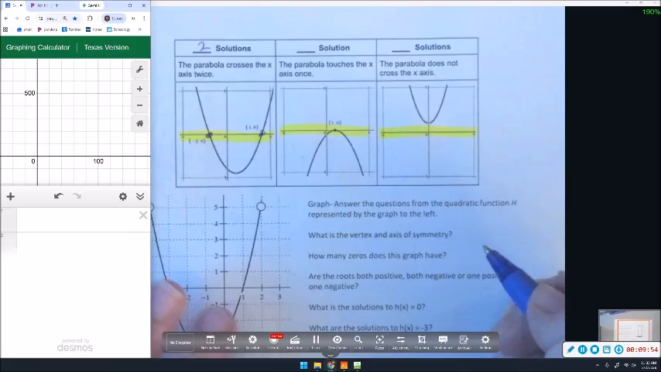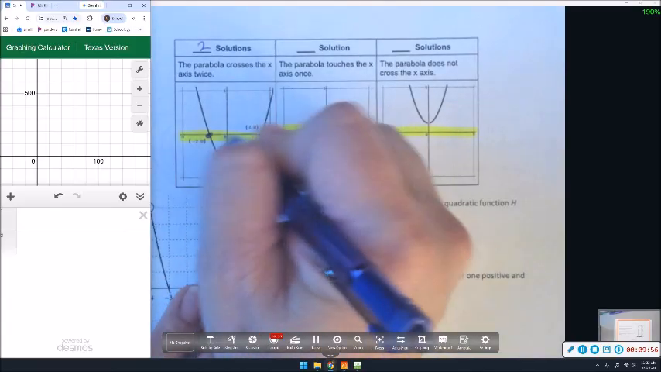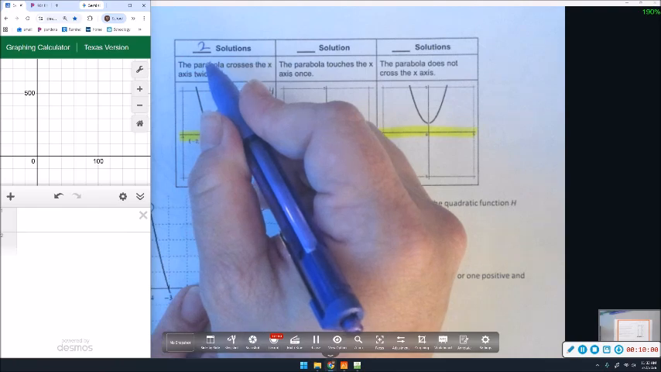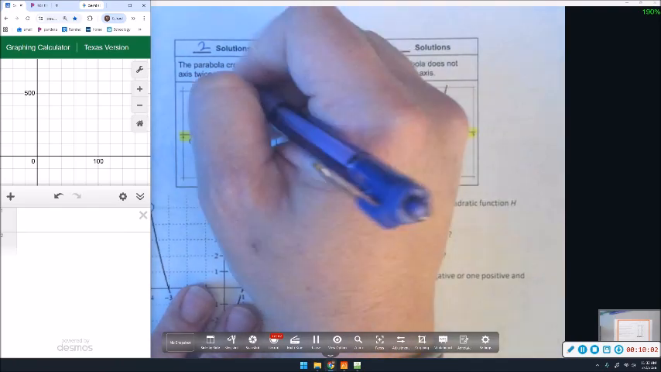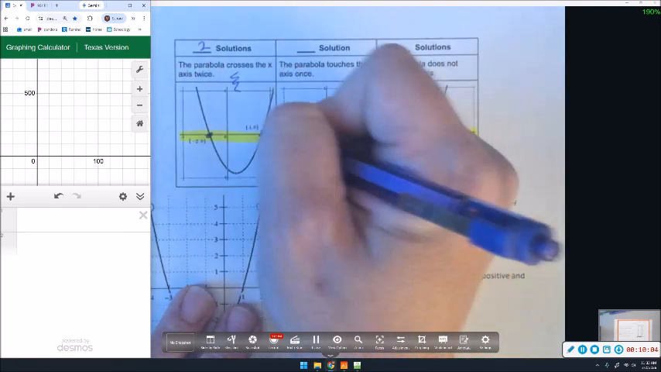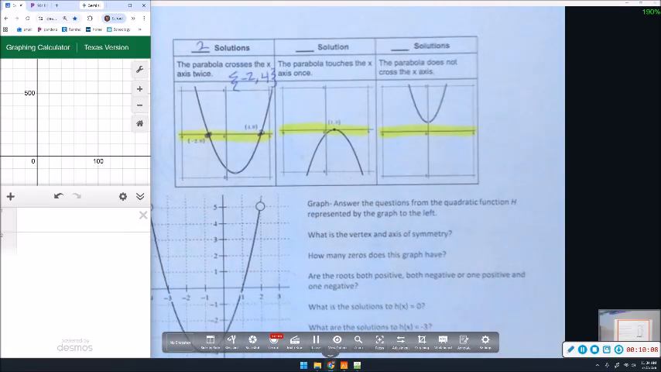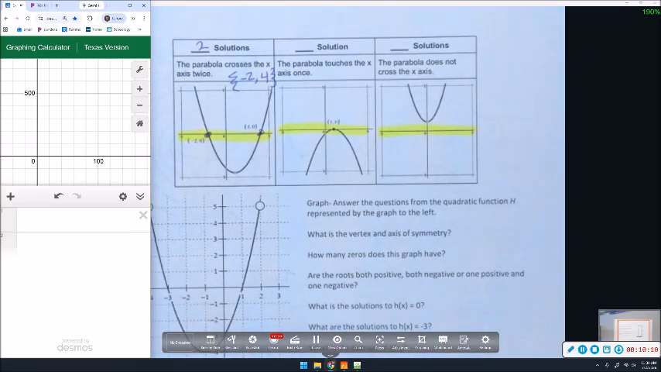Now, what I want you to realize though is if I showed you this and I said, what are my x-intercepts? You can't tell me 2. What are my x-intercepts? -2 and 4. So you would have to tell me both of those. The only reason you'll ever tell me how many solutions is if I say how many solutions. But if I say what's the solution, you're not going to tell me how many. You're going to tell me what it actually is.